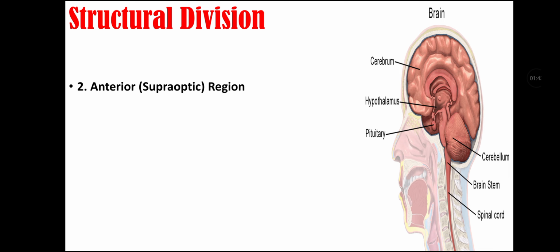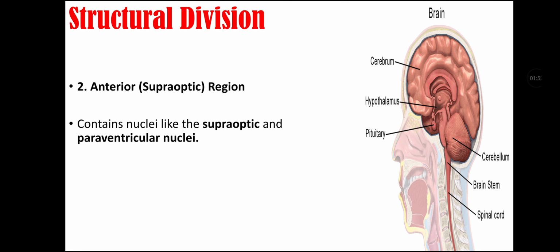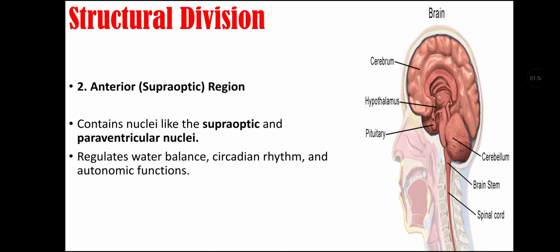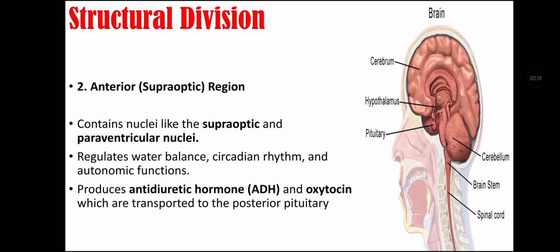Second division or structural region of the hypothalamus is the anterior region that is also called the supraoptic region. It contains nuclei like supraoptic and paraventricular nuclei that regulate water balance, circadian rhythm and autonomic regulation. It produces antidiuretic hormone and oxytocin which are transported to the posterior pituitary.